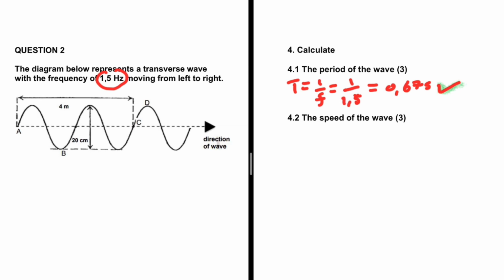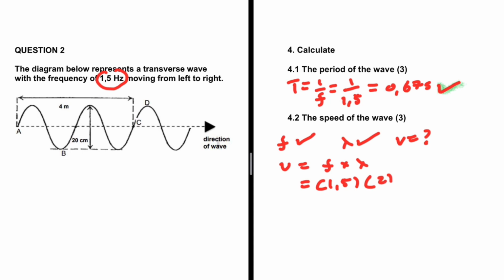Now we need the speed of the wave. We have the frequency, 1.5 hertz. We have the wavelength, 2 meters. We are looking for the speed. This is pretty much straightforward. The speed is the frequency multiplied by the wavelength. The frequency is 1.5 and the wavelength is 2 meters. This should give us 3 meters per second.